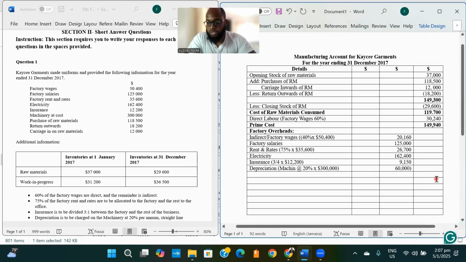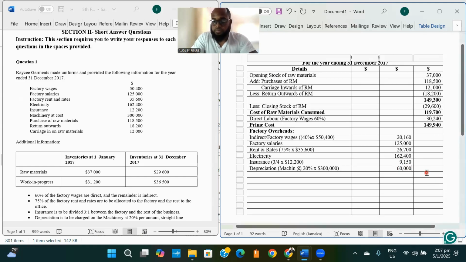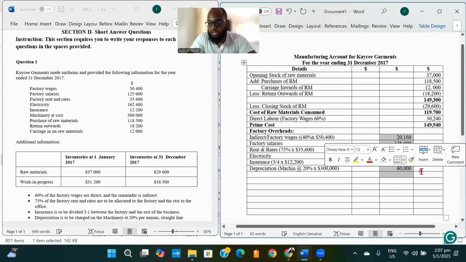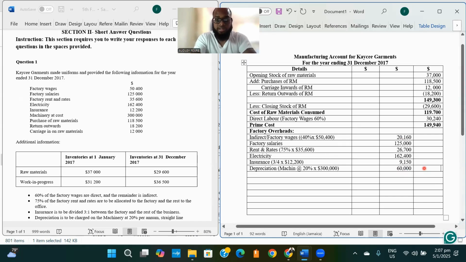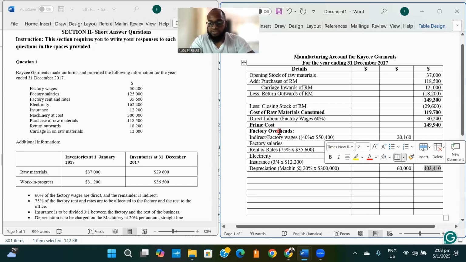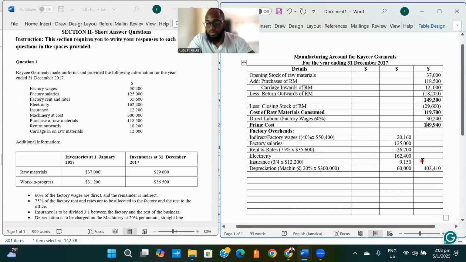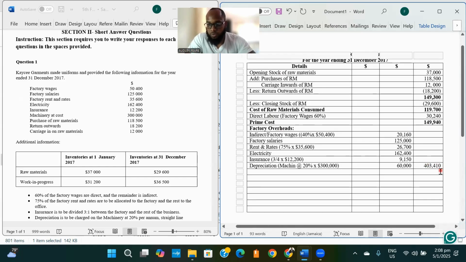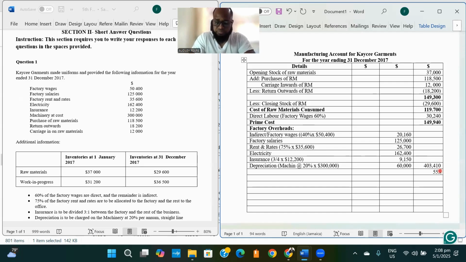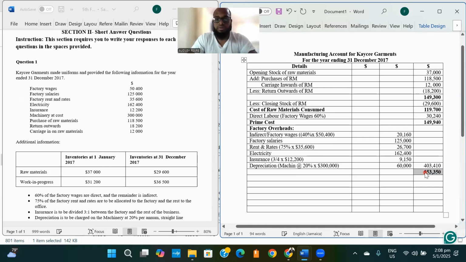All right. So now we need to compute these. When we add up everything here, the amount we get, we're going to put it over here, and the total is 403,410. So everything here adds together, gives us this. This is the total of our factory overheads. And of course, we're going to add our factory overheads to the figure up here, which is our prime cost. When we add them, we get 553,350. All right. And that's the production cost that would have been incurred from the factory and the raw materials.